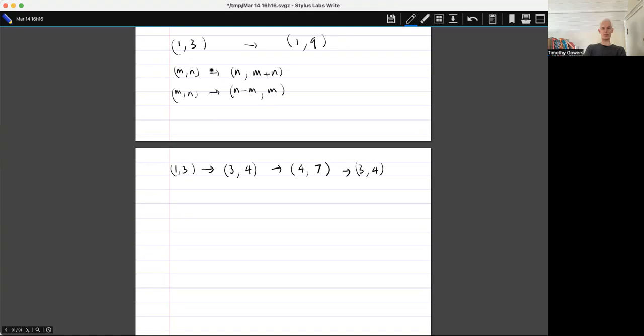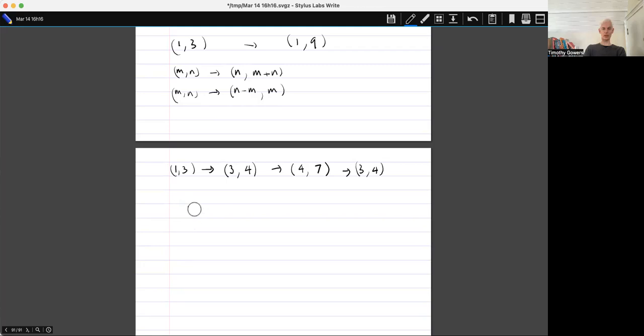What's happening when, what am I doing to the sum here? I'm adding m to it. No, I'm not. I'm adding n to it. So I'm adding 3 to the sum. And then the second time round, well, I just see what happens.